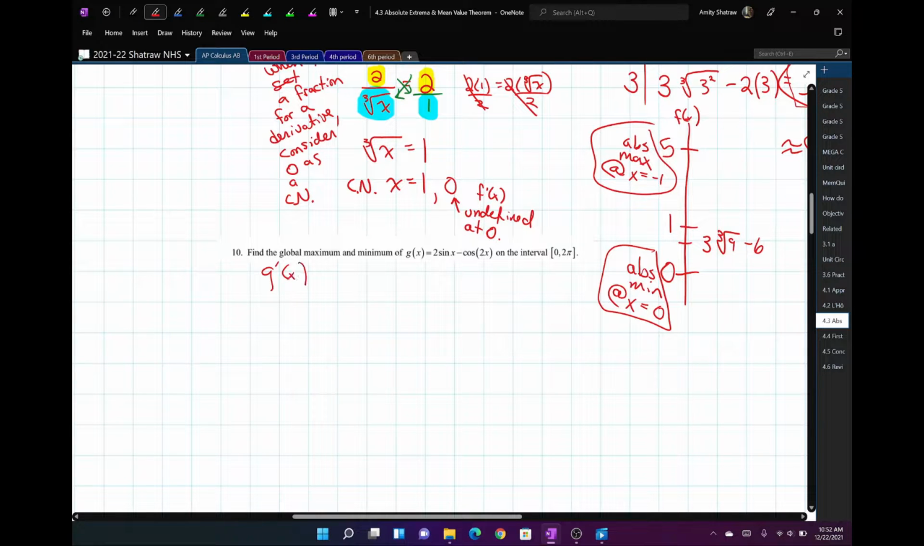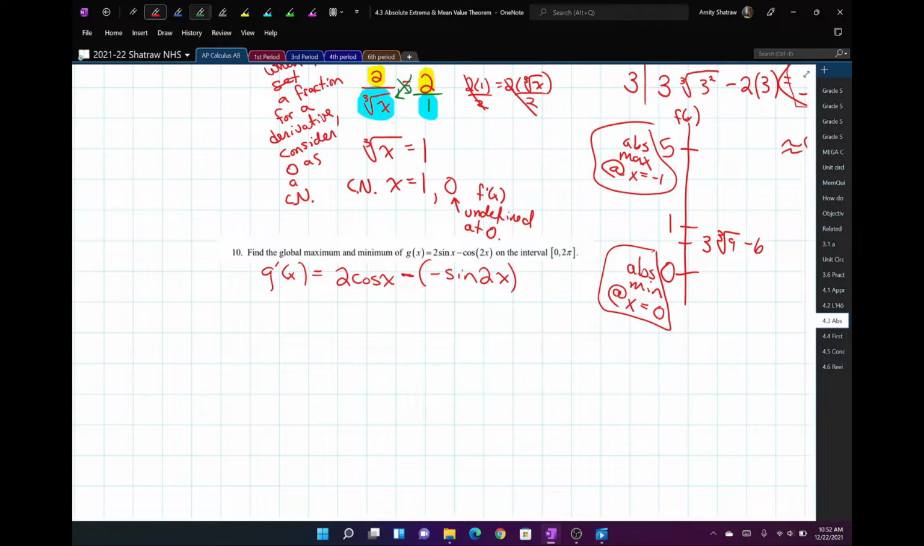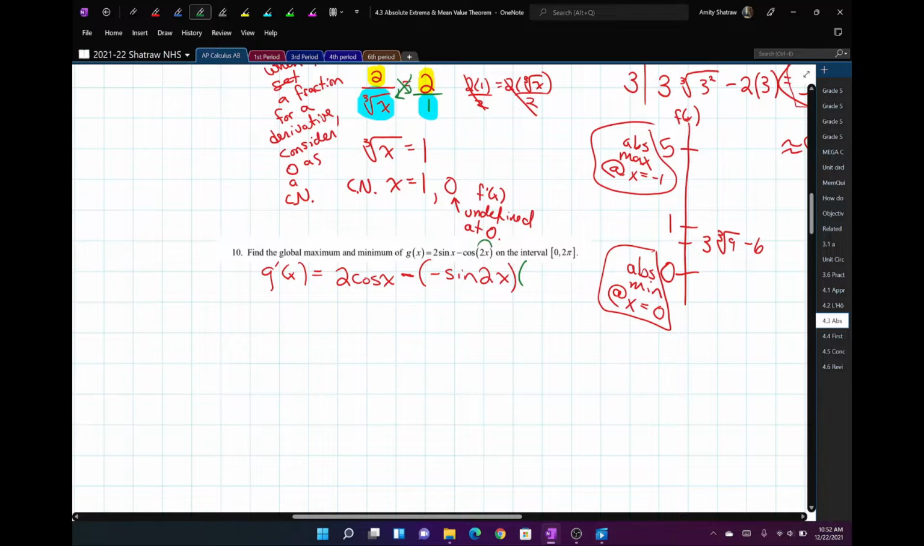G prime of x will be 2 times cosine of x. And then I have a negative cosine of 2x. The derivative of cosine is a negative sine. And don't forget that hook on. That chain rule says take the derivative of that 2x, which will be a 2. All right, so that can be simplified, and let me simplify that out. G prime of x will end up being 2 cosine of x plus 2 times sine of 2x. There we go.